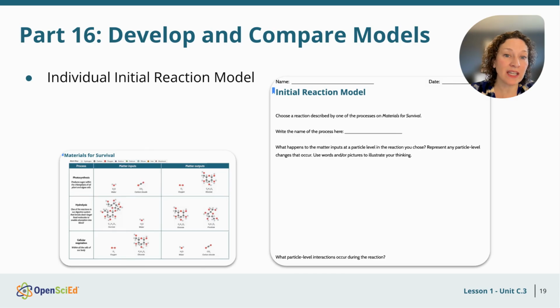In part 16, the students will develop their initial particle level explanation for a chemical reaction and then compare similarities and differences in an explanation of a different reaction. Some students might have a hard time getting started, so I just tell them to look back at the materials for survival handout and try to model one of the simplest reactions that they see. I also tell them it's okay just to use different colored circles to represent the different elements, so make sure they have colored pencils or markers handy.